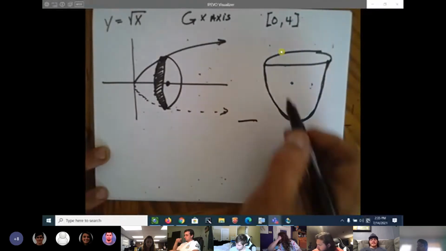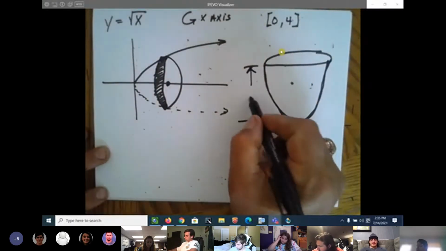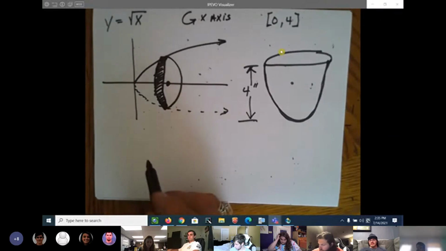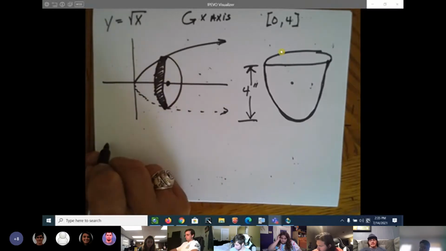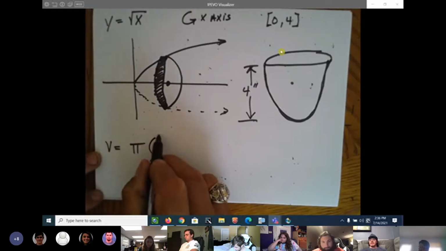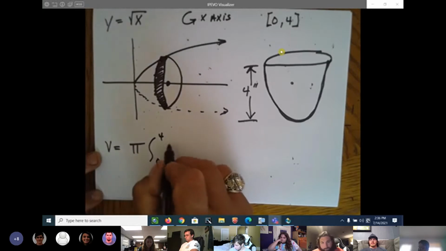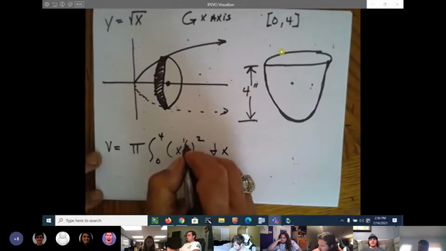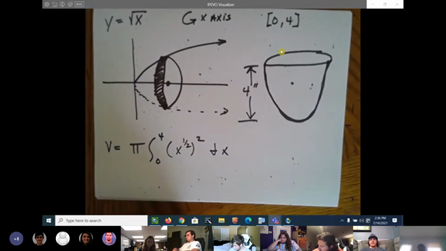So we got a half of a watermelon. It's 4 inches. So what's the volume of that watermelon? A half a watermelon. Well, let's do it. I'm going to do volume of the half a watermelon equals pi integral from 0 to 4 of (x^(1/2)) squared dx. And x to the 1/2 goes there. Now finish it out.